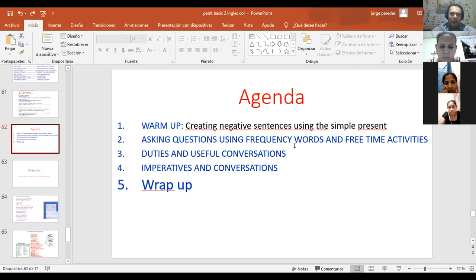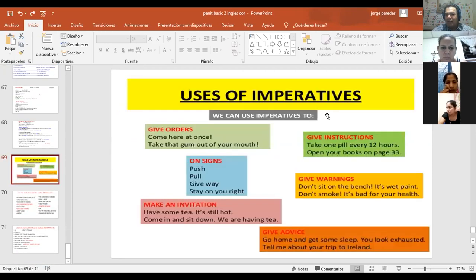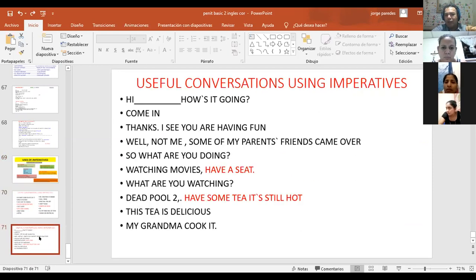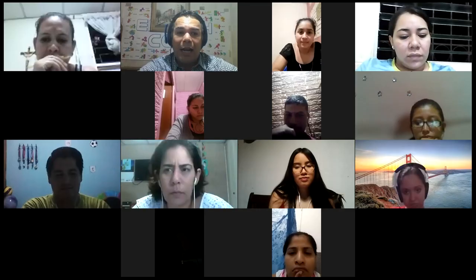Úsenla en sus trabajos. Imperatives in conversations. Eso fue lo último que vimos, una introducción about imperatives and two very short conversations, plus another one that makes three conversations using imperatives. ¿Cuáles imperatives? Los que están en rojo. Have a seat, have some tea, it's still hot. Come to my house. Push this button twice and select cable channels. So basically, that's today's class.